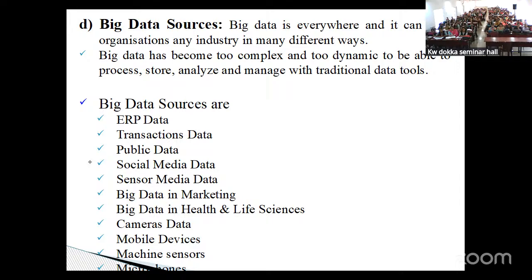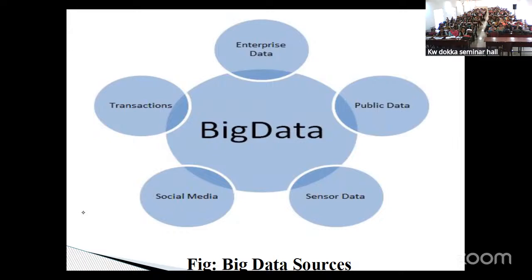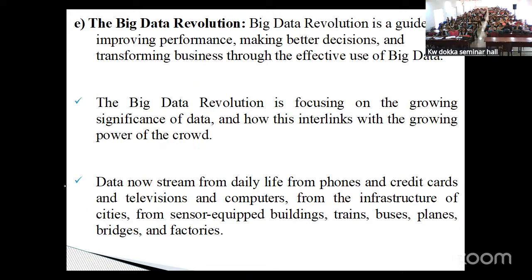In marketing, you require big data. In health, you require big data. For all these things, for microphones and sensors, you require big data. What do you use big data for, and these are the sources from where you get all the information. Why did big data arrive? To handle large amounts of different types of data, this big data revolution has come into the picture. This is just the introduction to big data analytics.